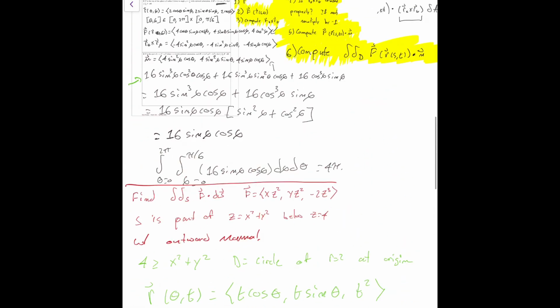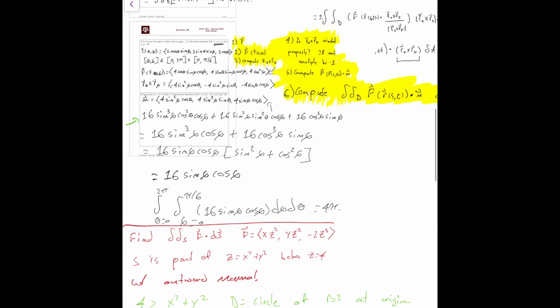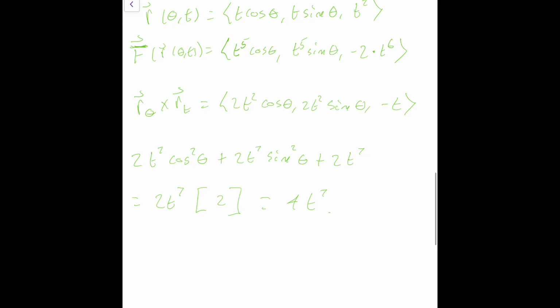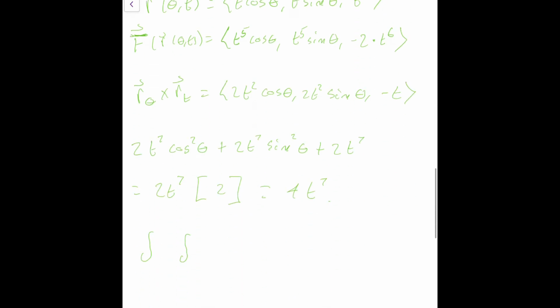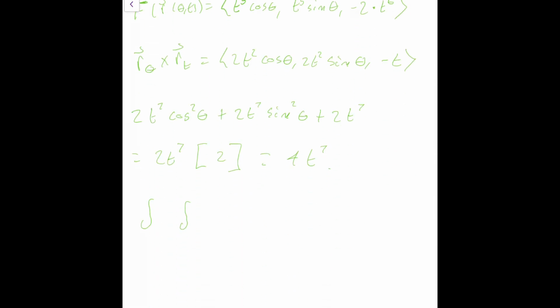Okay, and then the final step is step 6, to compute this integral. So the parameter domain is the circle of radius 2 centered at the origin. So t is going to go from 0 to 2. Theta goes from 0 to 2 pi, and we're integrating 4t to the power of 7 dt d theta, and this is equal to 256 pi.